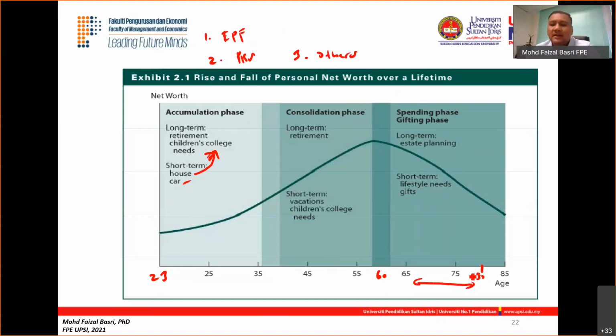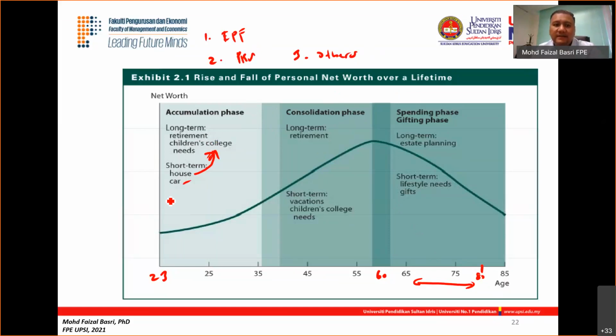ni, how to survive? Okay, so that's why you need to set up more the PRS and the other type of investment that will generate income until you reach 80 years old. And then after 80 years old, you don't care anymore lah, sebab you expect to live until 80 years old. Okay, so that's why retirement very important for this reason lah.